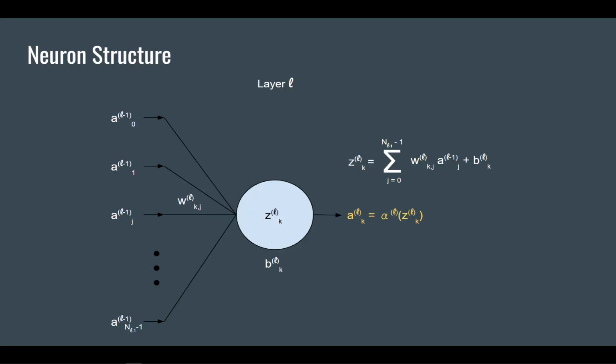This net value is then passed to an activation function labeled alpha superscript l to compute the neuron's output for a given input vector. The output from this neuron is labeled a superscript l sub k. Note that the activation function is specific to this layer. Each layer can have its own activation function, or all layers can use the same activation function.